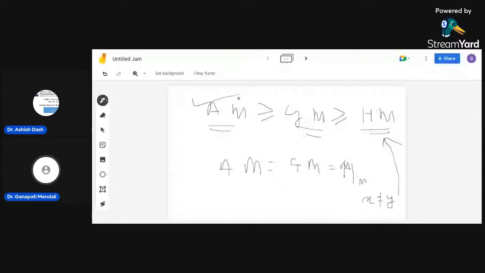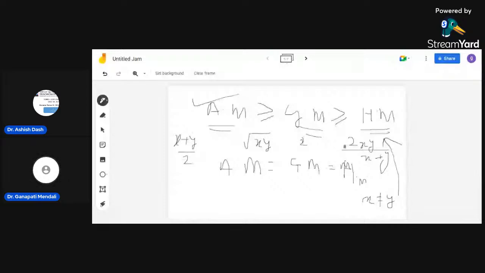So that proof is also there. You can see the arithmetic mean: if we have x and y, two numbers, the arithmetic mean is equal to (x plus y) by 2. The geometric mean is equal to root of xy. And the harmonic mean is equal to 2xy by (x plus y). The proof is there in your study material.